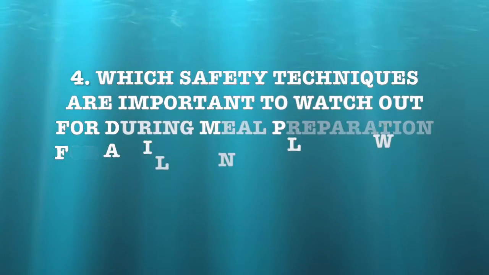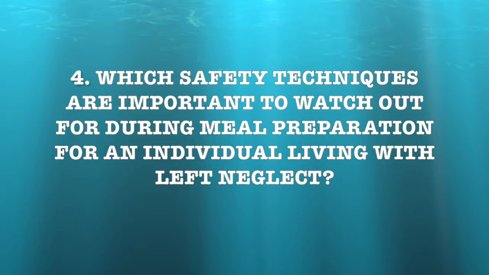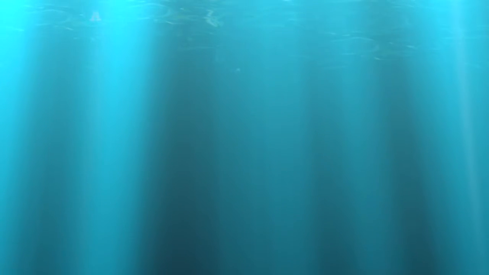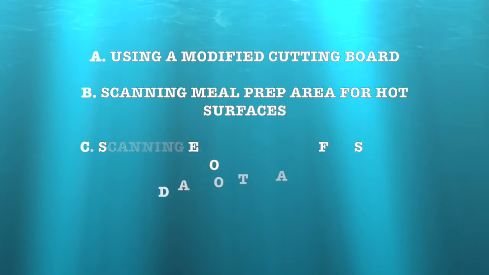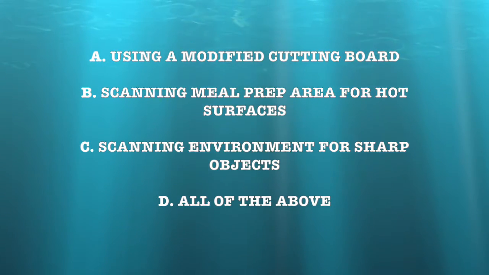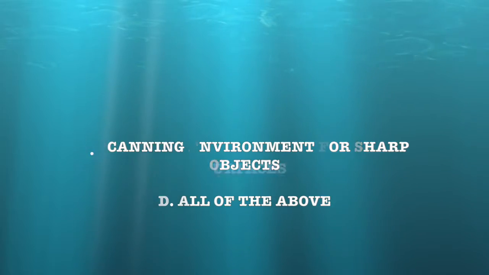Okay. All right, we're moving on to number 4. Which safety techniques are important to watch out for during meal preparation for an individual living with left neglect? A, using a modified cutting board. B, scanning meal prep area for hot surfaces. C, scanning environment for sharp objects. Or D, all of the above.